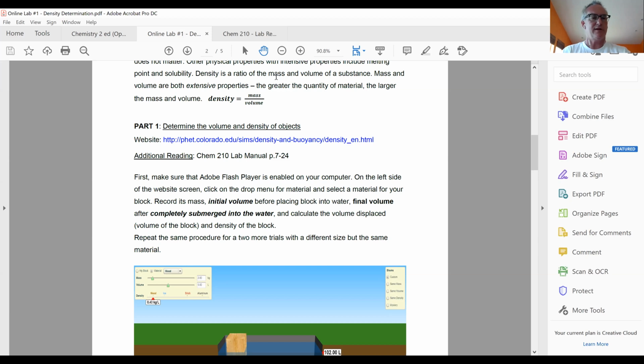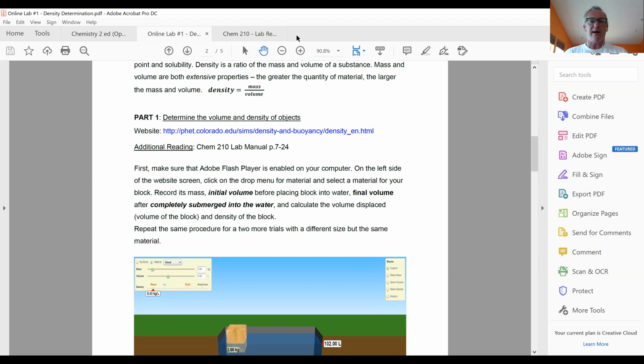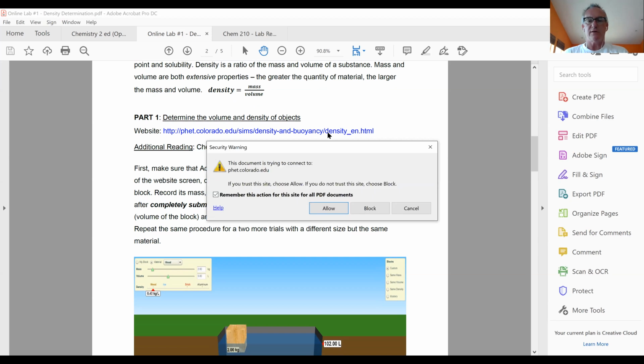Thanks for clarifying that. Yeah, no worries, man. All right, so to get to the website, we just basically go over there and hover over the line and just click, and it should take us right to it.